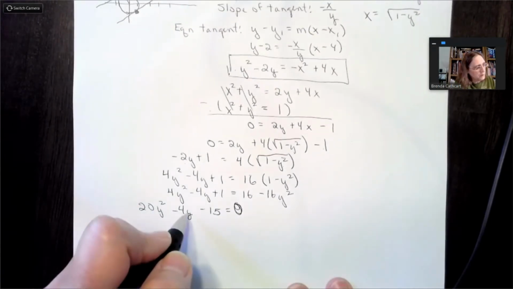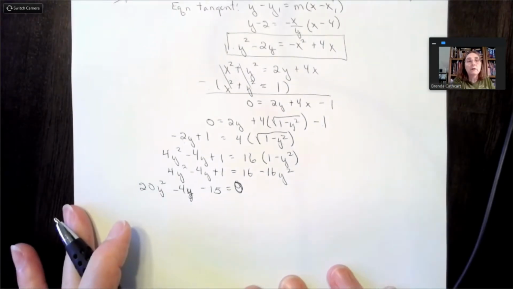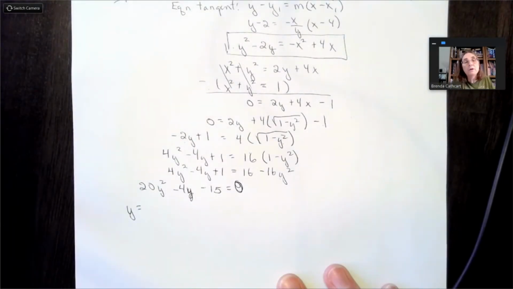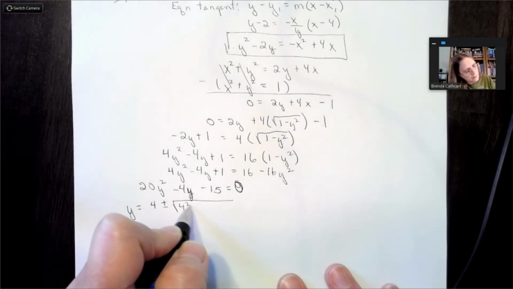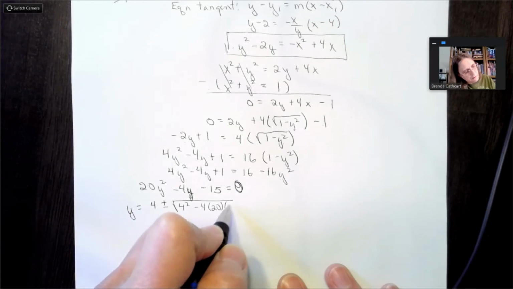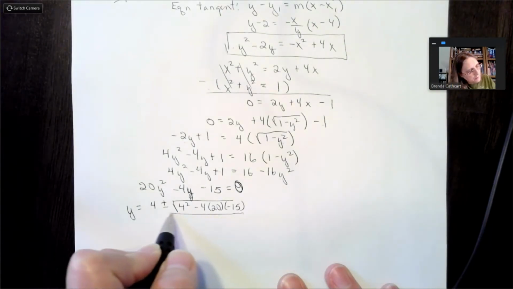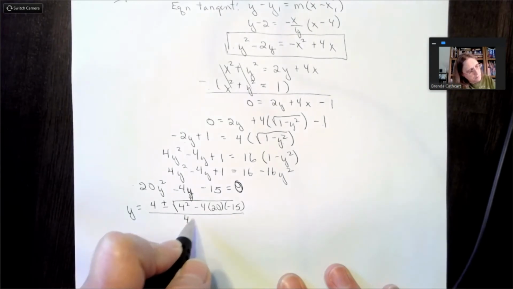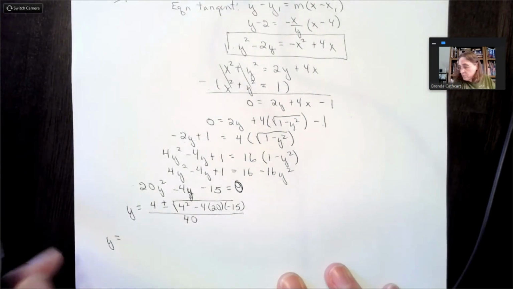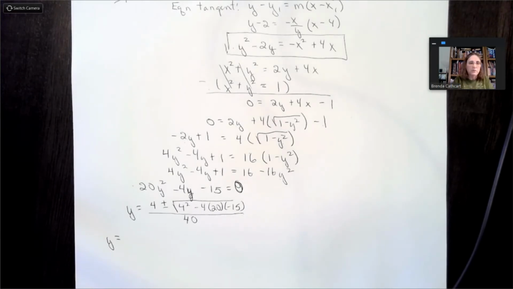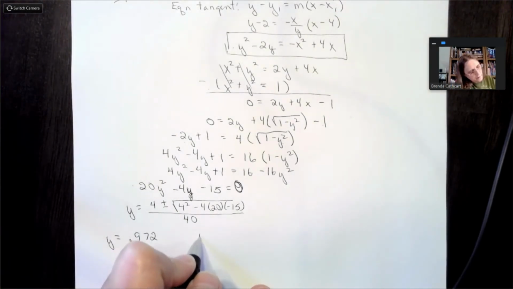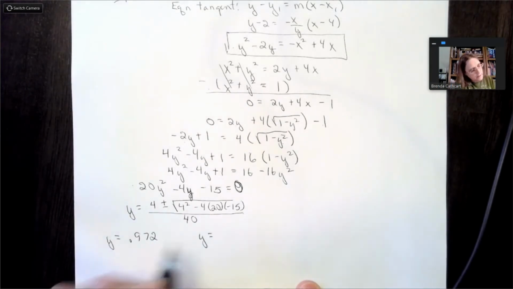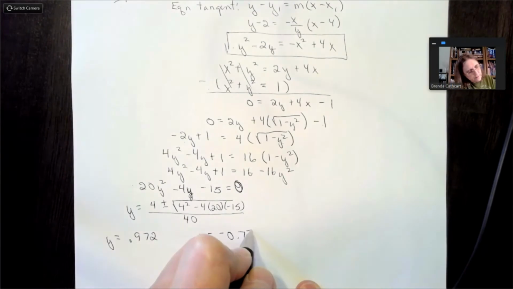Okay, we can put this into the quadratic formula. I'm not going to do all the arithmetic on that, but when we put it into our quadratic equation, we get y is equal to 4 plus or minus the square root of 4 squared minus 4 times 20 times negative 15, all divided by 2a, which is going to be 40. And when we put those into our calculator, we've got two possibilities for y. One possibility for y is 0.972, and the other possibility for y is negative 0.772.